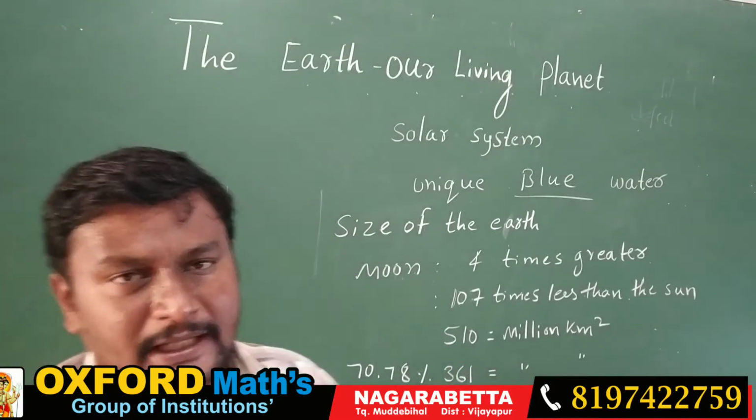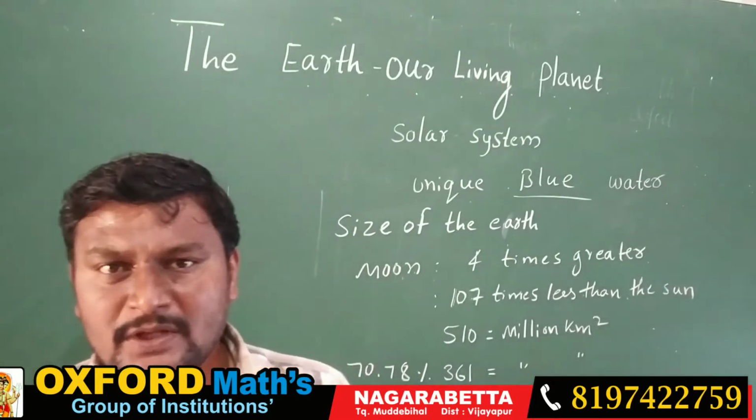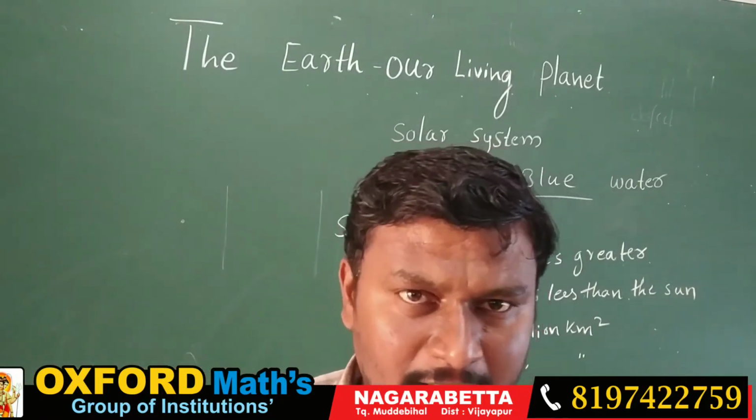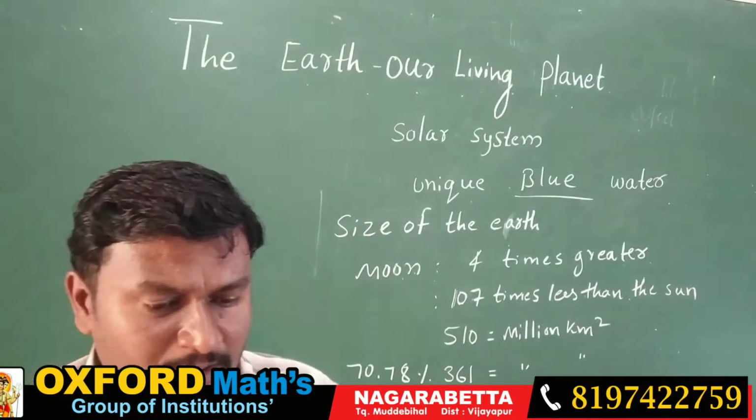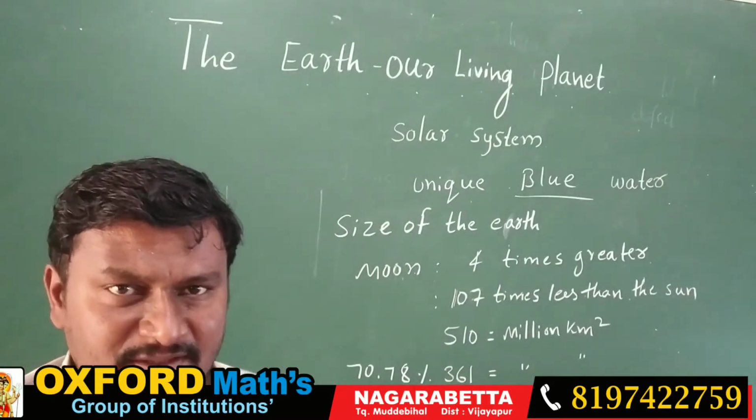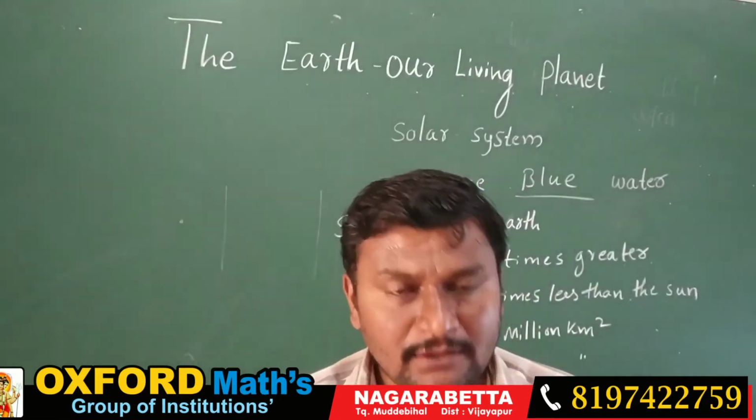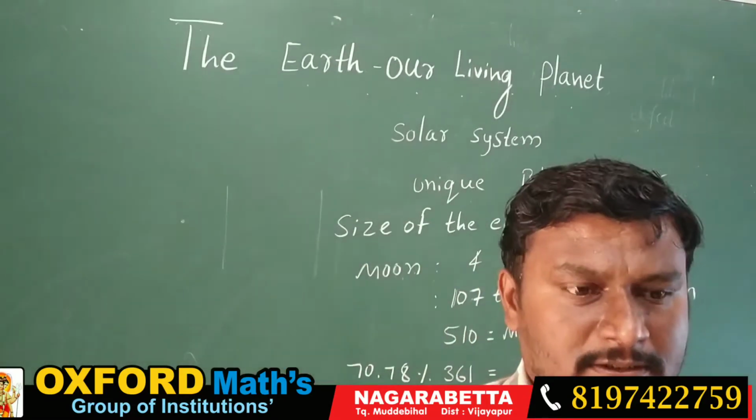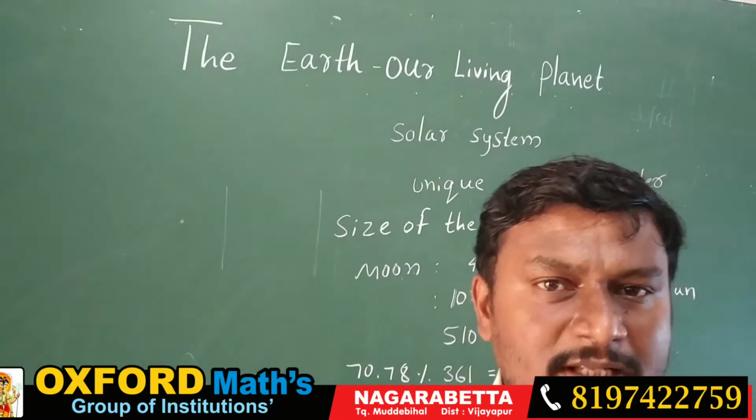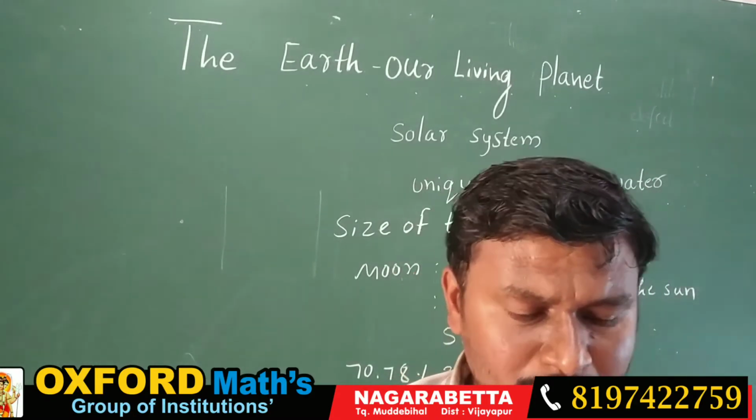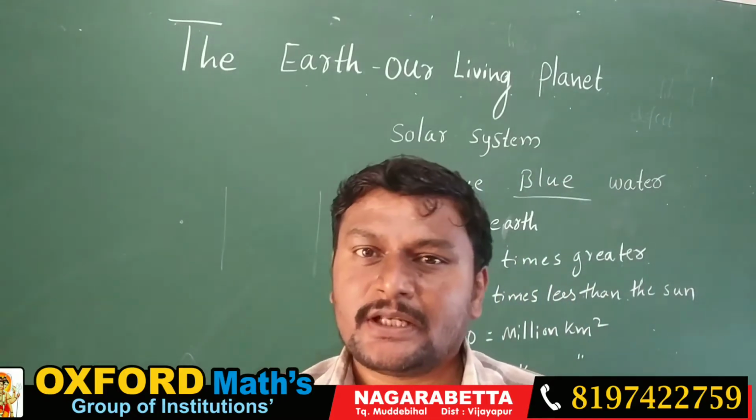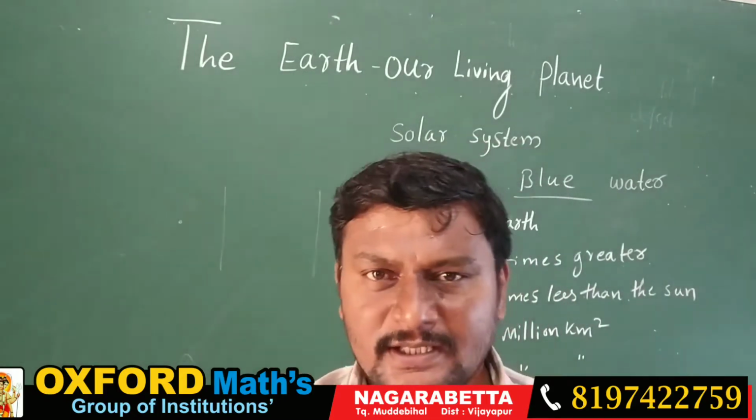29.22% of the land is covered on the earth. So like this, the information we are going to get about the earth: 71% is water and 29% is land. And the shape of the earth. The shape of the earth is not a circle, but whenever we draw the earth in an imaginary way, we draw a circle.